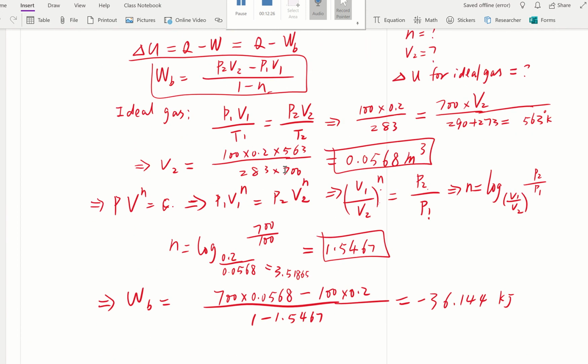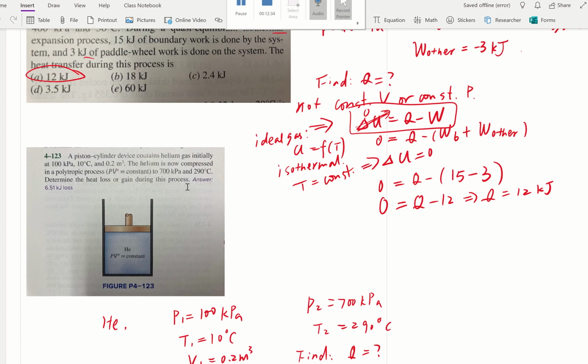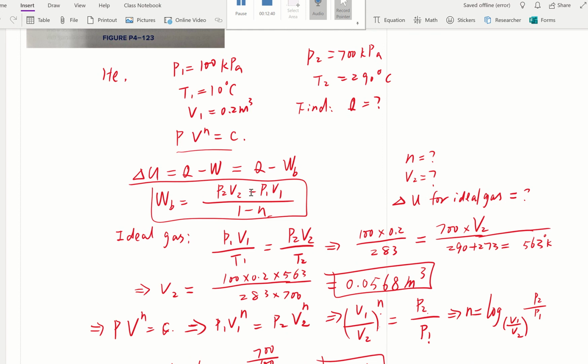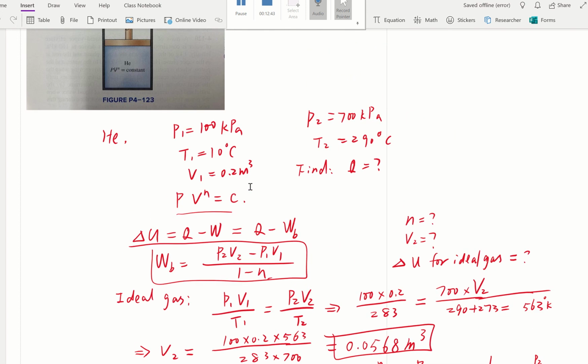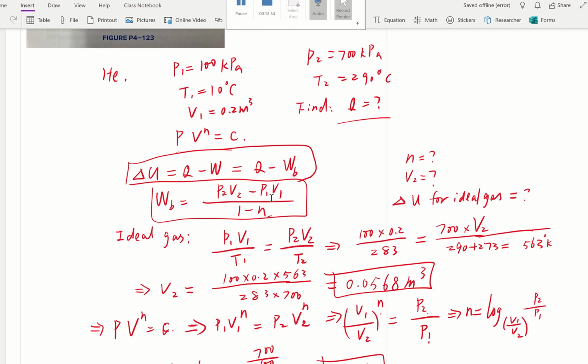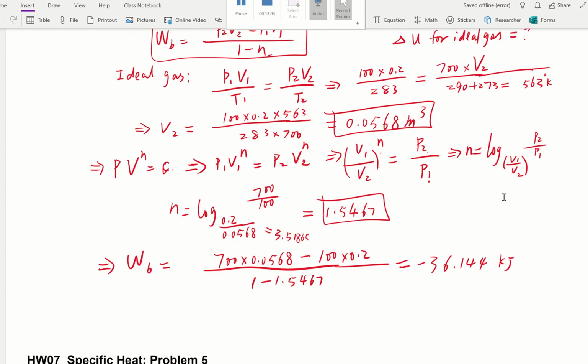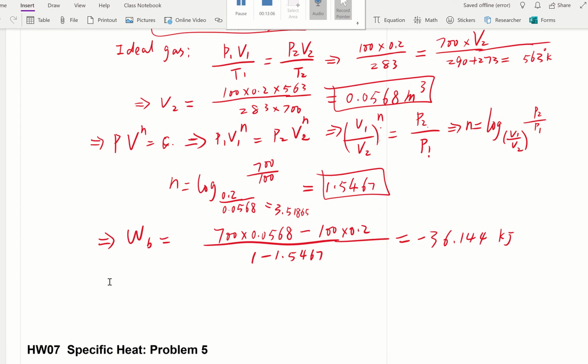Now, we get a negative value, then think about the sign convention. Boundary work will be negative when the work is done on the system. Is this compressed? Yeah, it said it's compressed, so this boundary work should be negative, so we're on the right track. Now, what we are trying to find is Q, so let's go back to our original plan. The original plan is the first law: delta U equal to Q minus W. We already figured out this boundary work. The next thing we are solving is delta U for an ideal gas. How do we figure out delta U for an ideal gas?